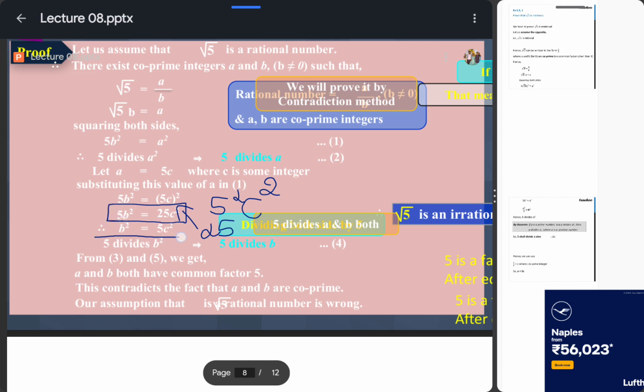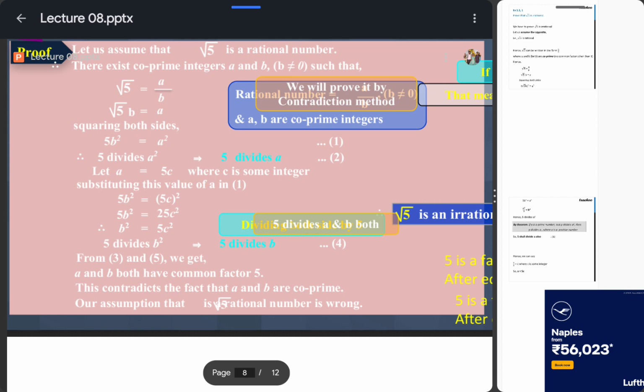b square is equal to 5c square. Here 5 will divide the 25. So 25 divided by 5, five fives are 25, so 5 will remain. That 5 is written here: b square is equal to 5c square. So shift the 5 to the left hand side.